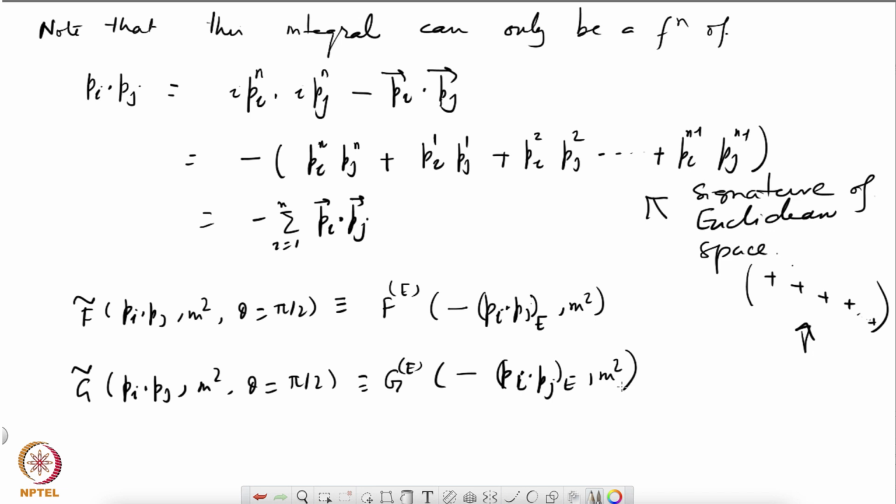Okay, good, but we still have to do a little bit more work to say something about our original function. So now let's look at what happens when theta is between 0 and pi by 2. Okay, when theta is between 0 and pi by 2, I want to look at the imaginary part of the denominator.